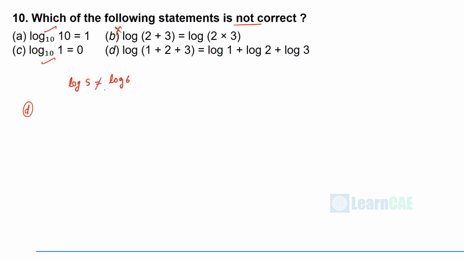Logarithm of 1 plus 2 plus 3, which is equal to log 6, which is equal to log 1 plus log 2 plus log 3. Here whenever logarithm is given in terms of addition, we can directly multiply the numbers. Log of 1 into 2 into 3, which is equal to log 6. So both are matching. So option D is also correct. The only statement which is incorrect is option B. So the answer is option B.